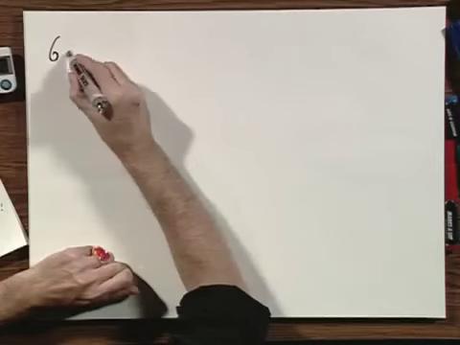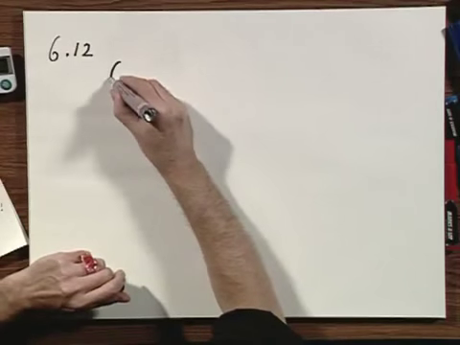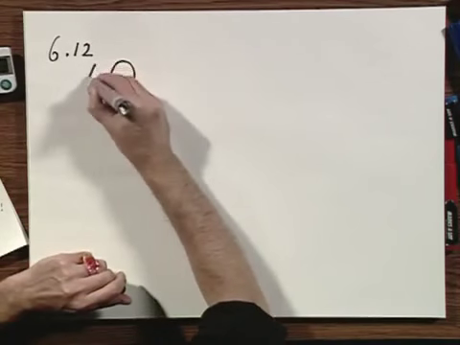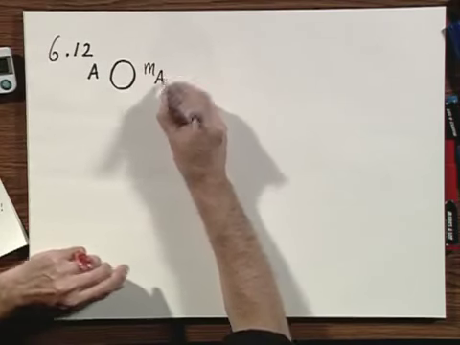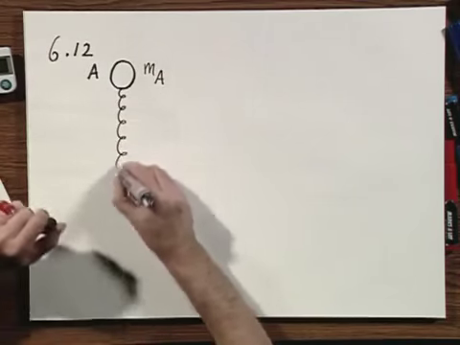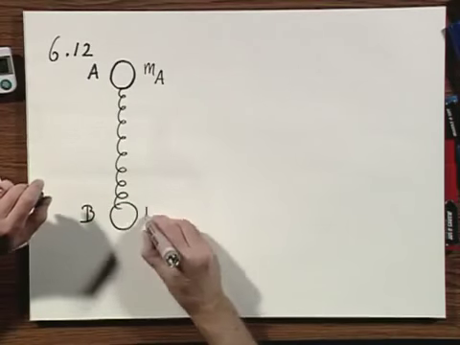Now we go to problem 612. That is a rather complicated problem. I have an object A here with a certain mass MA. It's on a horizontal frictionless table. I have an object B here and it has a mass MB.